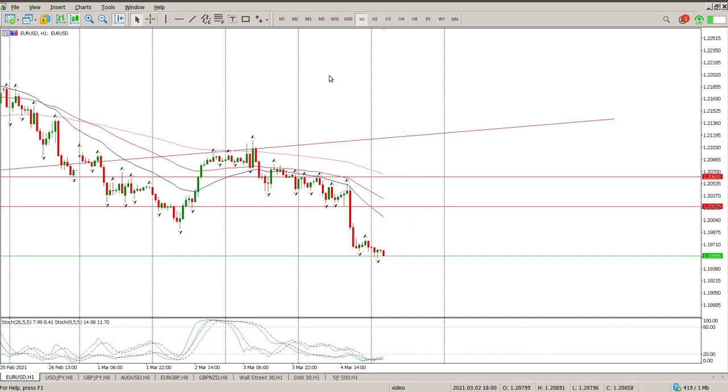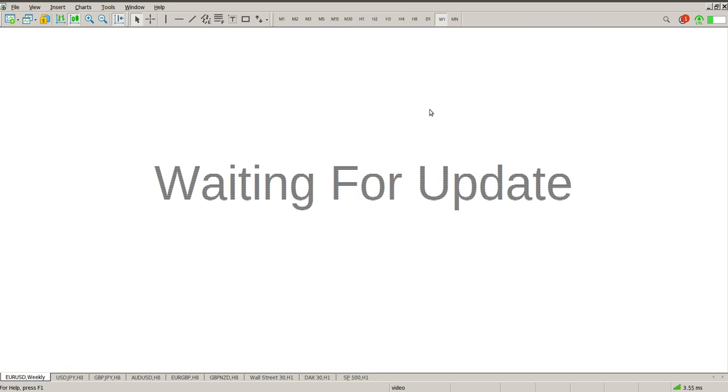I want to see a clear break below the bigger structure. So if you start looking at the bigger structure on the weekly, which I should have actually done before starting the video, we just have to wait a little bit for the data.